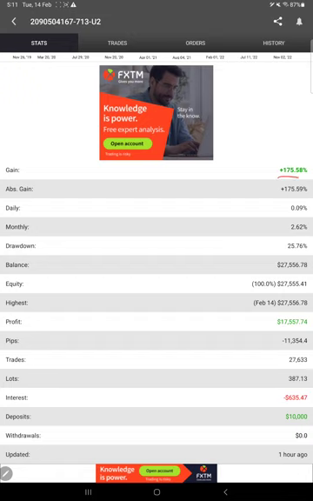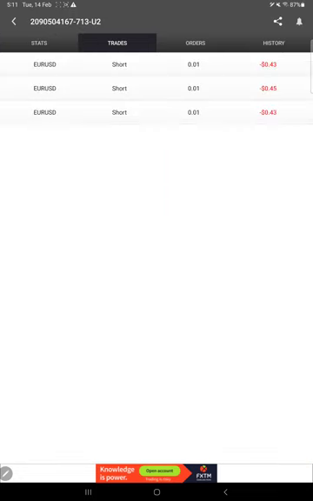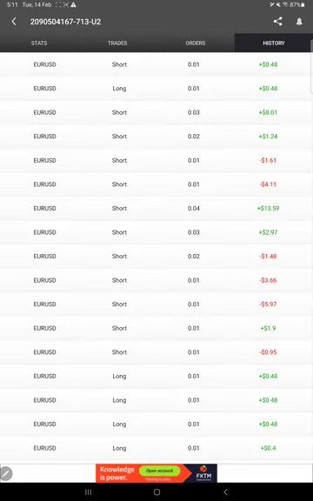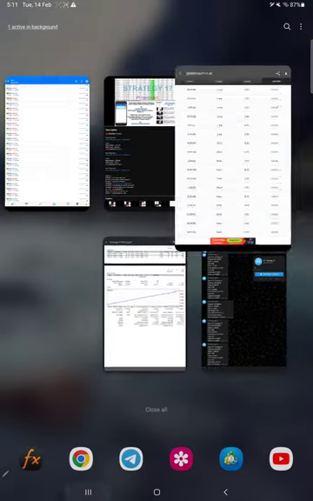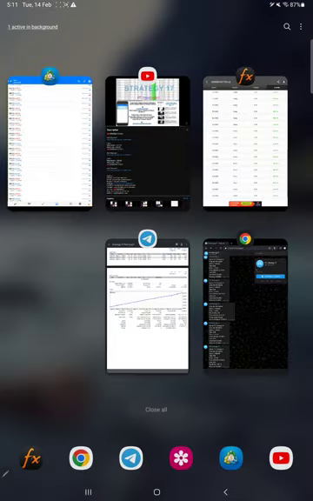Here you see the gain of 175.58%, daily 0.09% and monthly 2.62%, and this was updated just 1 hour ago. This is the recent update. Here are the open trades, and in case of a pending order it will show here. No order. Here is the trade record history, and here is the MT4 terminal of this account.